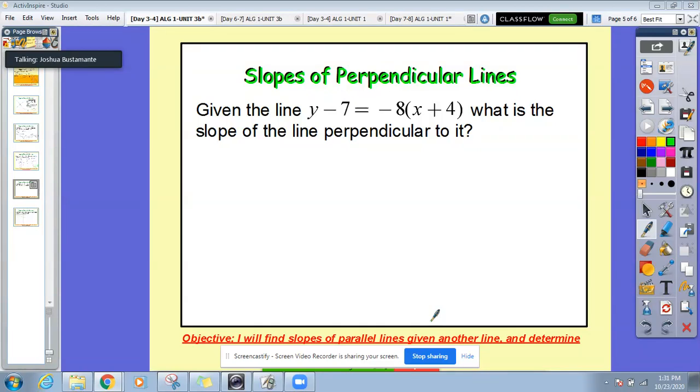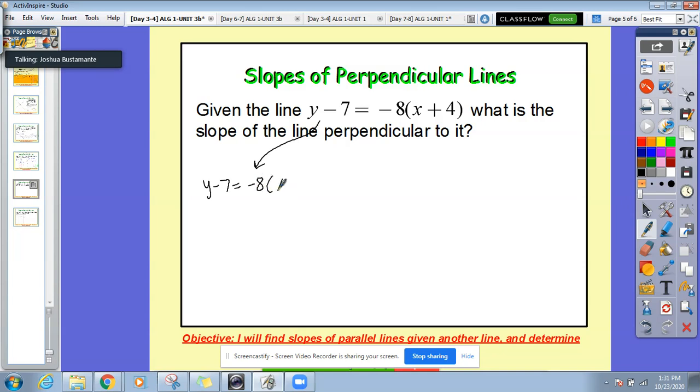Okay, guys, so the line we're given here is in point slope form. And so we want to find the slope of the line perpendicular to it. Now, if you know how to get the slope straight from point slope form, that'll save you some time. But what I like to do, because I like to practice either way, is get this into slope-intercept form. Plus, slope-intercept form tells me a little bit more about the line because it'll tell me my y-intercept.